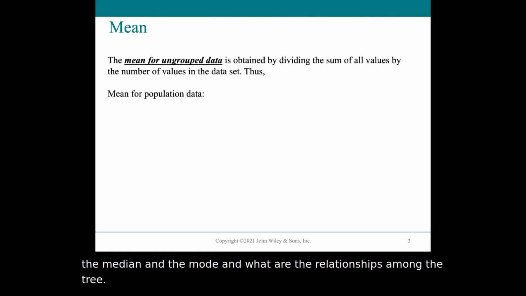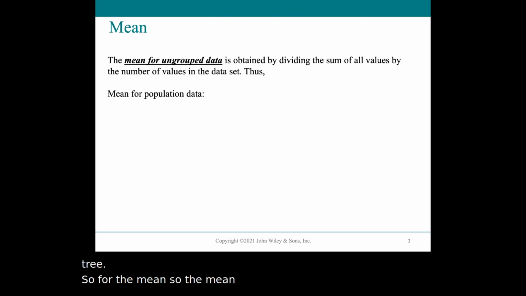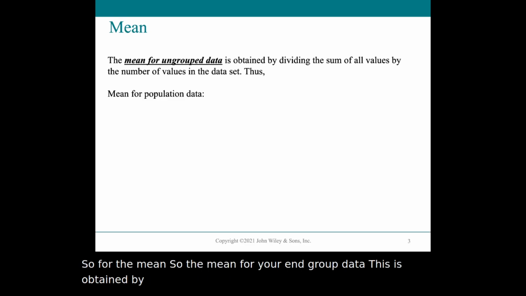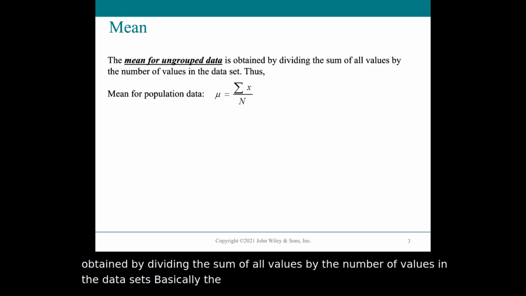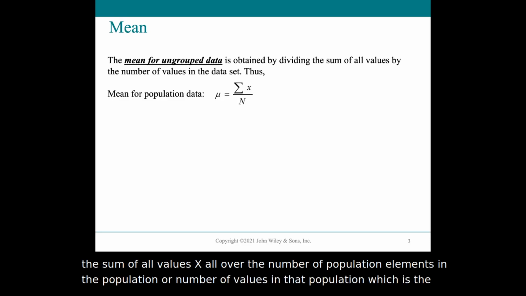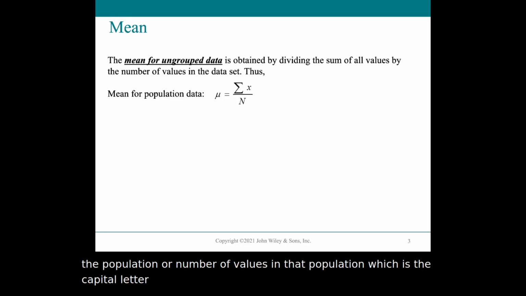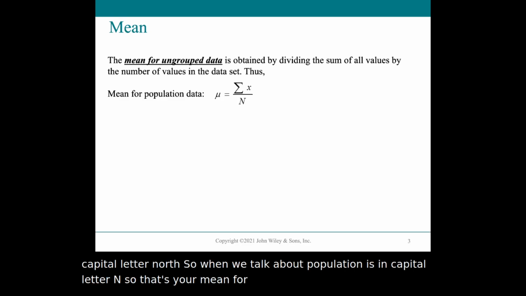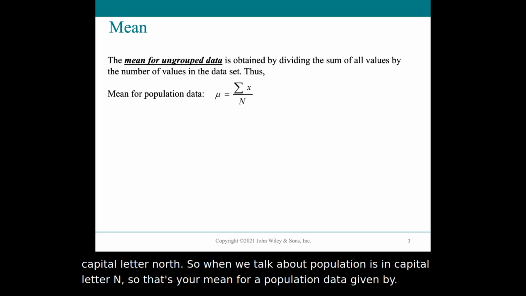For the mean, the mean for your ungrouped data is obtained by dividing the sum of all values by the number of values in the data set. Basically the average. For the population data, use the sum of all values x over the number of population elements, which is the capital letter N. When we talk about population, it's in capital letter N. That's your mean for a population, given by the Greek letter mu.